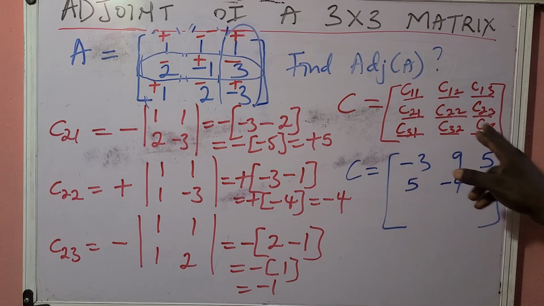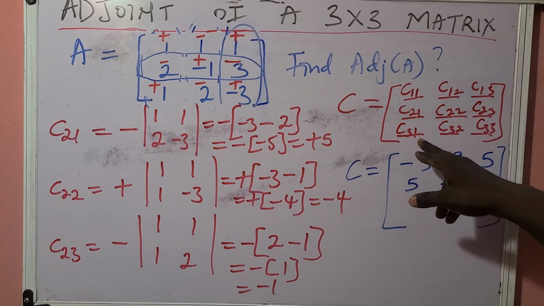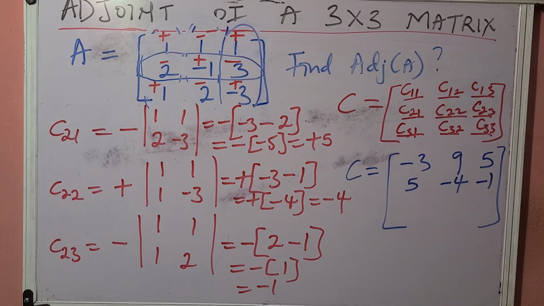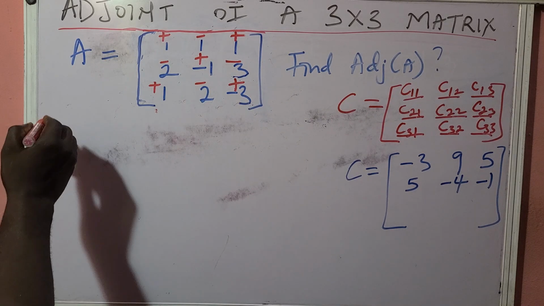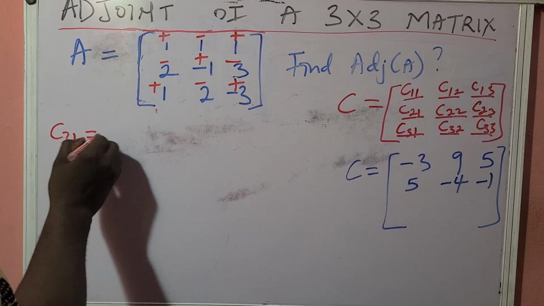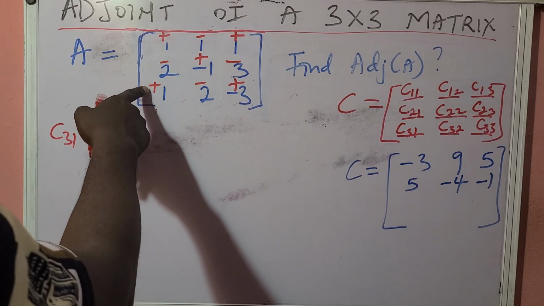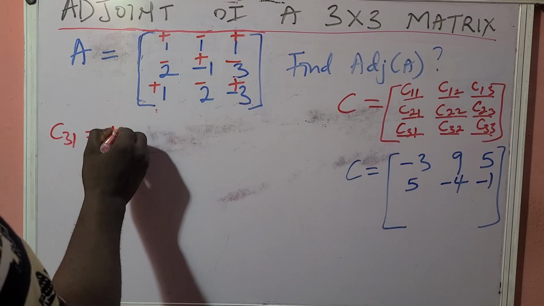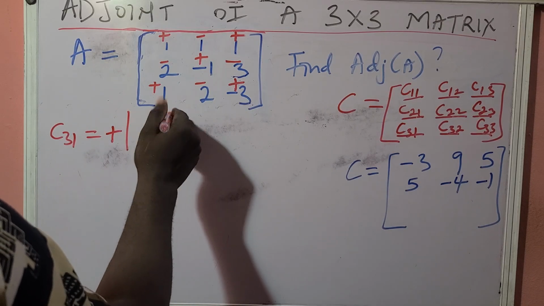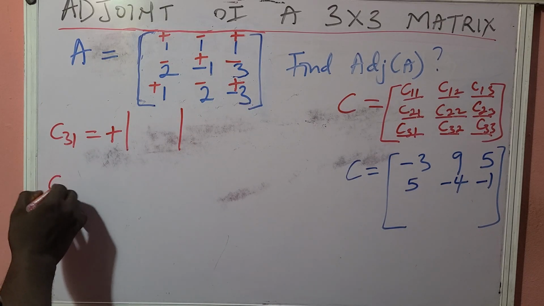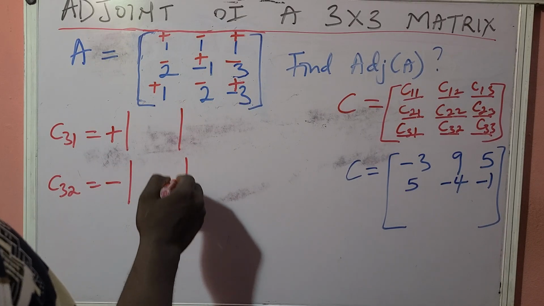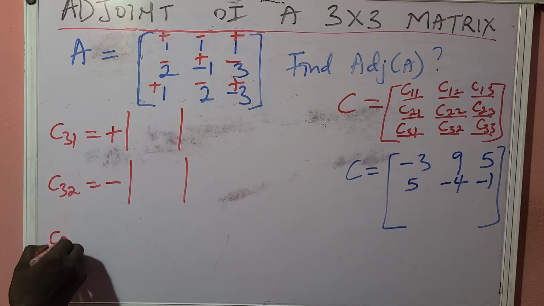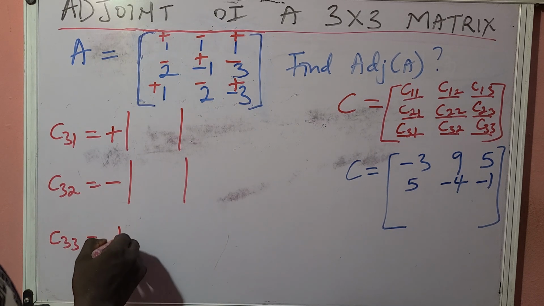Then we can go on to complete the cofactor matrix by getting the values for C31, C32, and C33. All right, so let's try and see how we can quickly resolve for C31. C31, this is C31's position. We have a positive sign attached there, plus then you open your determinant braces. Then C32, we have a negative sign. You open your determinant braces. Then C33, you do the same.